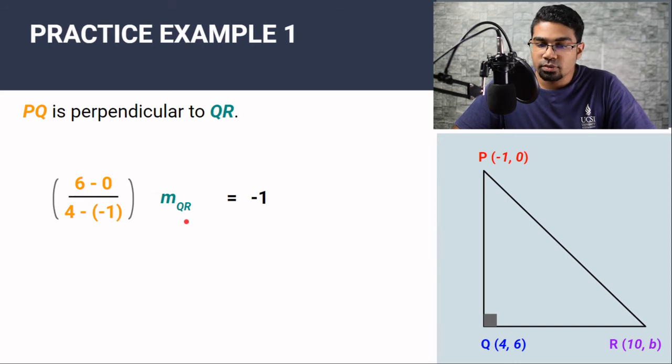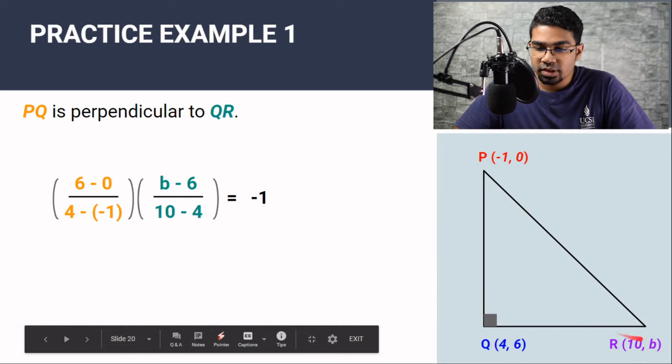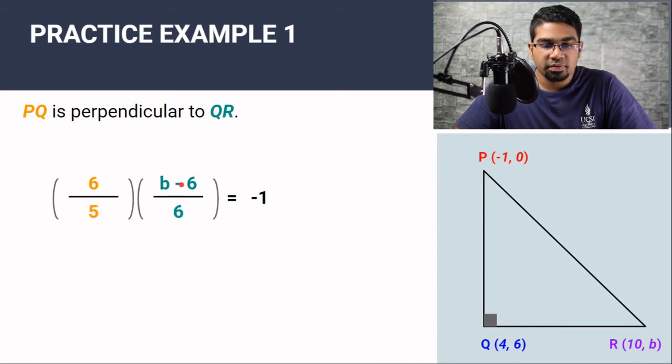And for the gradient of QR, we do the same thing. So here I want R to be the 2 because I want B to be positive. So B minus 6 over x2 minus x1, 10 minus 4. And when we work this out, we get 6 over 5 is b minus 6 over 6.